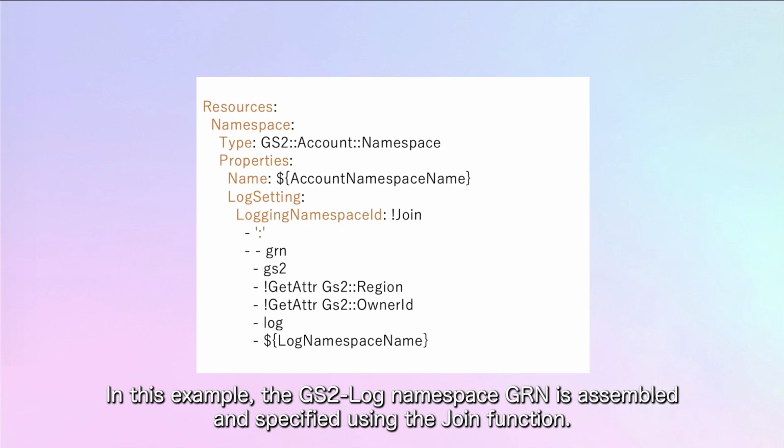In this example, the GS2 log namespace GRN is assembled and specified using the join function.